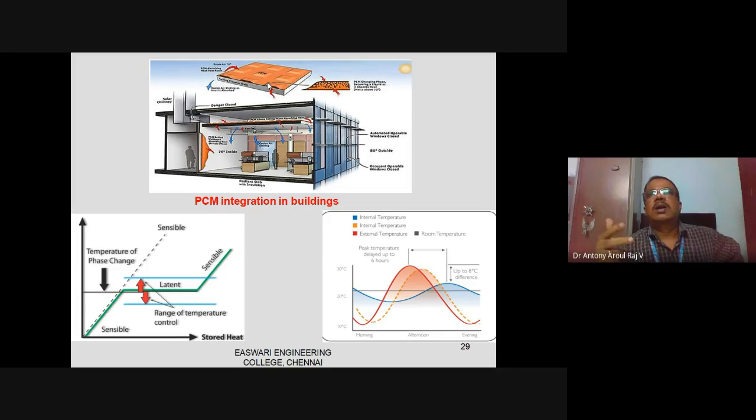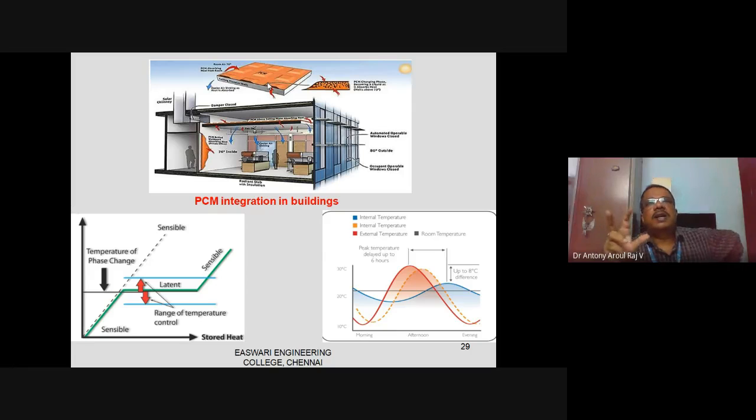Phase change material, as the name indicates, is a material which will be changing its phase. So in the process of changing its phase, it will be absorbing and releasing heat. So you take the phase change material and start applying heat. First it will be in the solid state if it is at a lower temperature. You start applying heat, and it will be converted into liquid state.